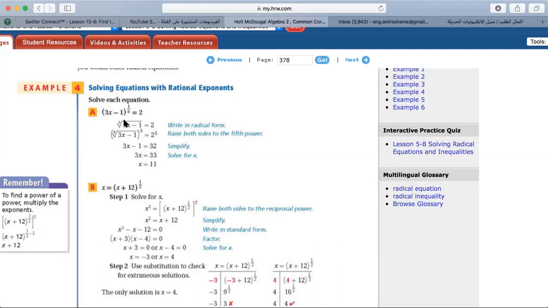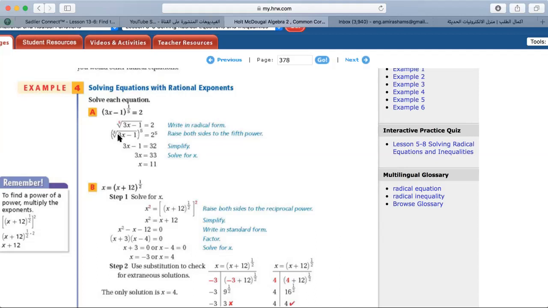Again, repeat the steps. Raise both sides to the 5th power. So why the 5th power? Because the index here is 5. So both sides here are raised to the 5th power.